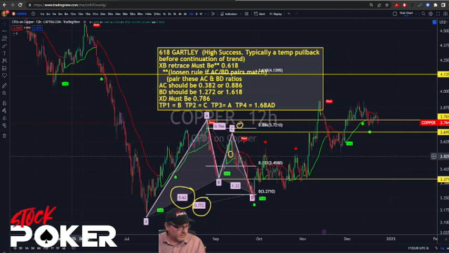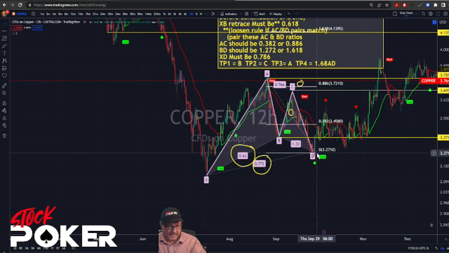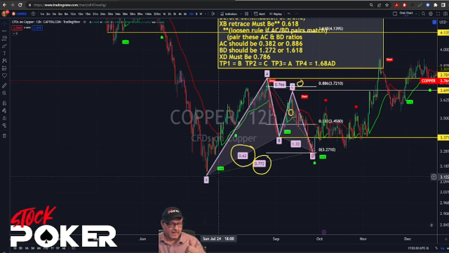And when you grab the tool over here on the side and draw them, it'll automatically put them on there for you. Very important. This last ratio, the AD retracement, needs to be 0.786 of the XA. These are the rules. They're like geometric proofs. You remember those from high school geometry class, when they give you some assumptions and a shape and you're supposed to prove it. Figure these as proven geometric proofs.